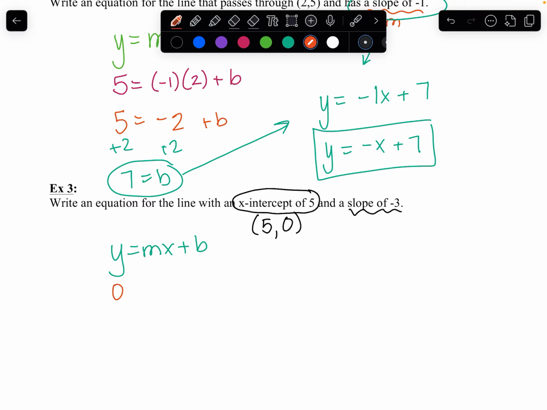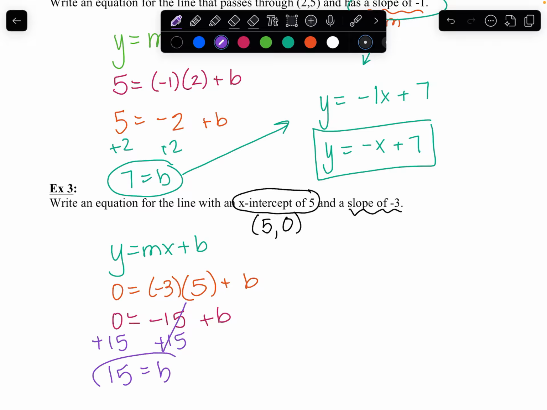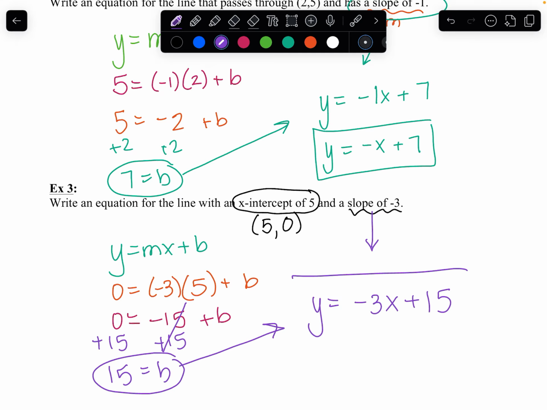So our y value is 0, our slope is -3, our x value is 5, and we're solving for our b value. So we get 0 equals -15 plus b. I'm then going to add 15 because I'm isolating b. Again, what we do to one side, we do to the other. And so we get our y-intercept, we have our slope, and so we would get y equals -3x plus 15.